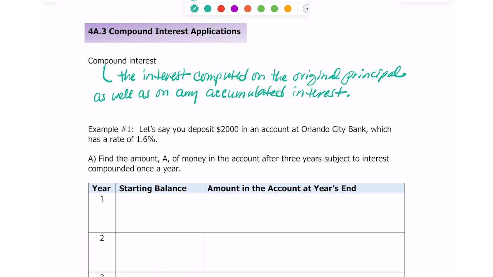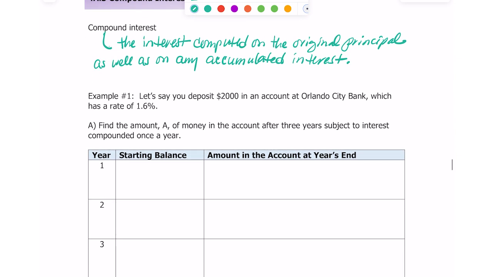So let's say you deposit $2,000 in an account at Orlando City Bank, which has a rate of 1.6%. We want to find the amount, A, of money in the account after 3 years, subject to interest compounded once a year. In the last video, we talked about simple interest, and we're going to use that idea to calculate the amount of money we'll have after the 3 years. So our starting balance here is going to be $2,000.